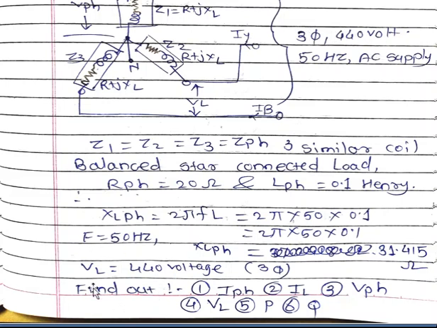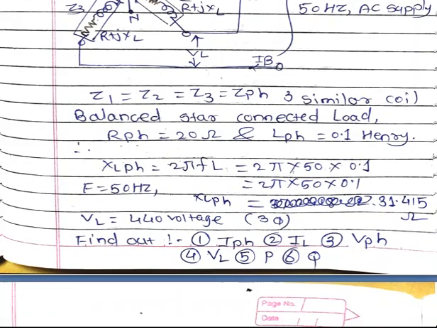Now the supply voltage given is 440 volt. Therefore it is the line voltage. Whatever supply voltage is given, that voltage is called the line voltage. Next, in this example, as in the above example, we find IPH, IL, VPH, VL, P and Q: phase current, line current, phase voltage, line voltage, active power and reactive power.